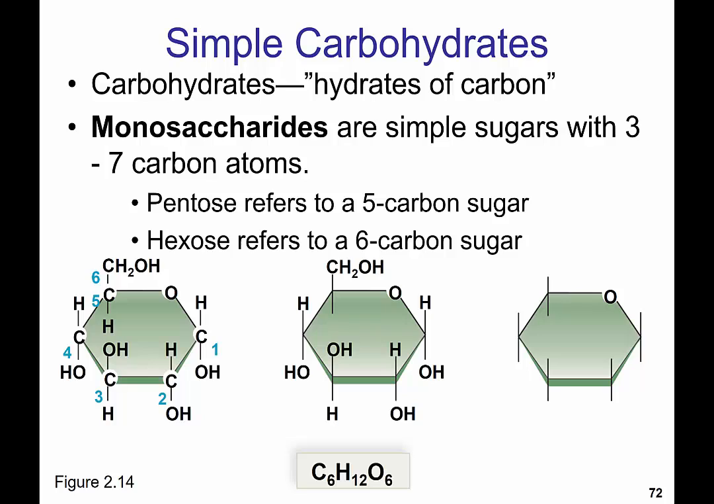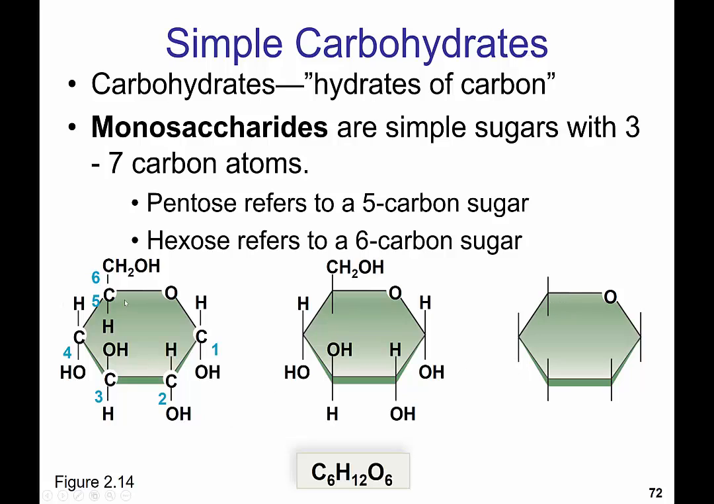Simple carbohydrates, if we're looking at monosaccharides, are simple sugars with 3 to 7 carbon atoms. And they're named in terms of how many carbons they have. Pentose refers to a 5-carbon sugar. Hexose refers to a 6-carbon sugar. We're going to be concerned with this little formula here, C6H12O6. This is glucose, and represented here.